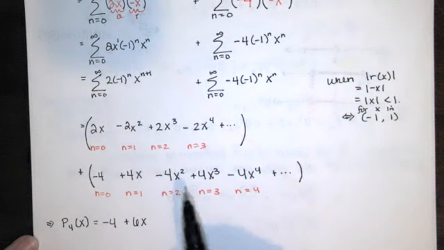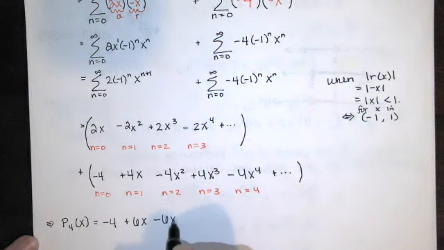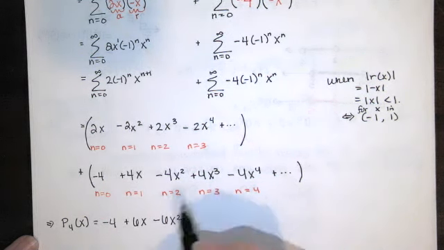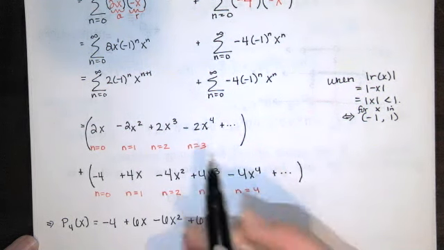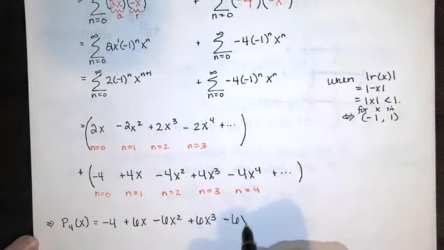Negative 2x squared minus 4x squared is negative 6x squared. This one plus this one is positive 6x cubed. This one plus this one is negative 6x to the 4th.